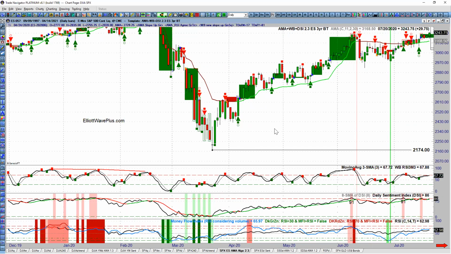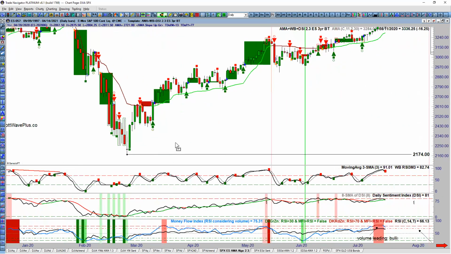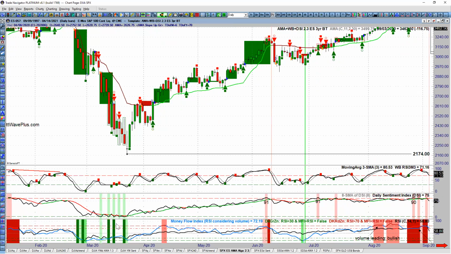Don't even try this. And you'll notice that there's an additional indicator on the charts, and this is called the money flow index versus RSI. So the black line here is our regular RSI. The blue line is the money flow index, which is essentially a standard RSI that also considers volume. And when you get these really dark green stripes, that means that both the money flow index and the RSI are deeply oversold.